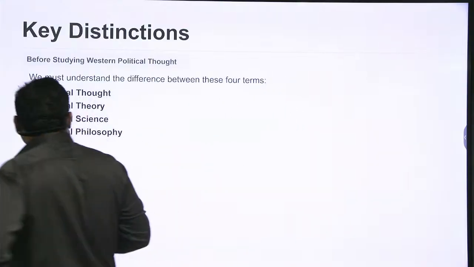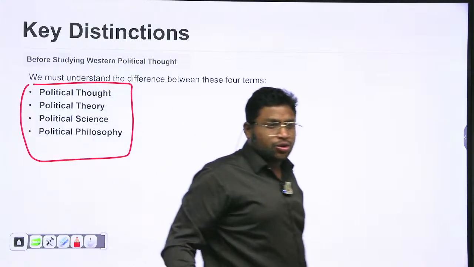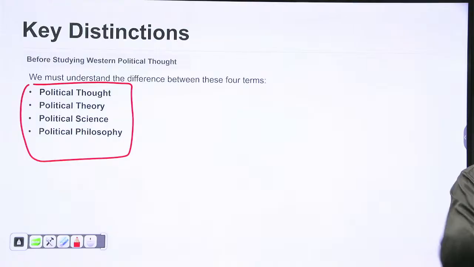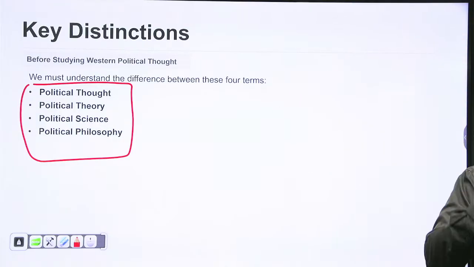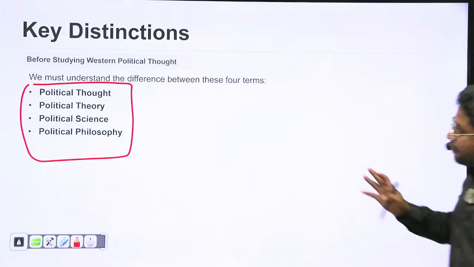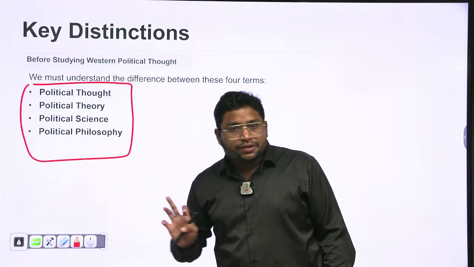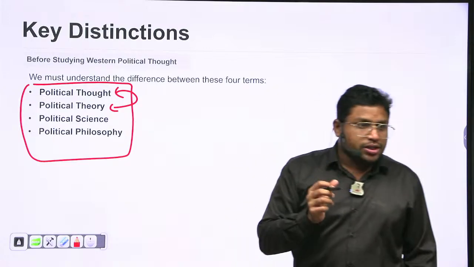Now let's understand these terms and then we will directly start with Western political thought, because you might get confused with these words. Just remember the basics. When I discuss political theory, I'll repeat this part so that there is no confusion. Okay. First, political thought, political theory, political science and political philosophy. These words can be a little confusing.